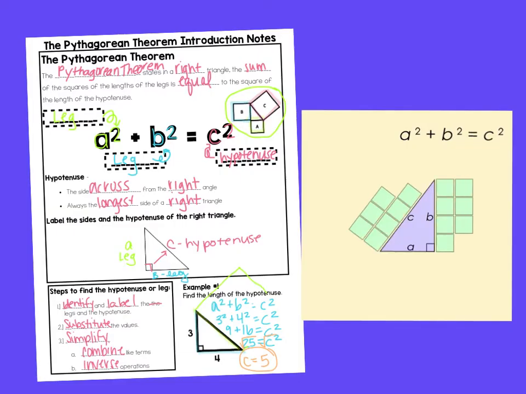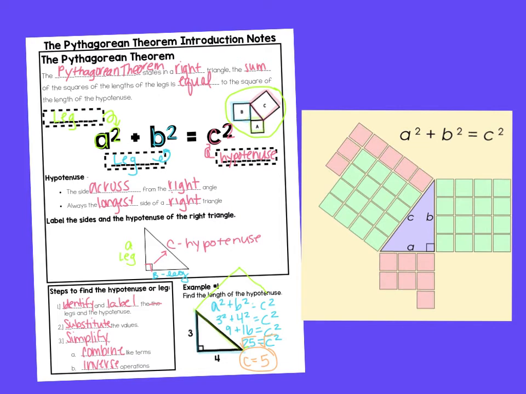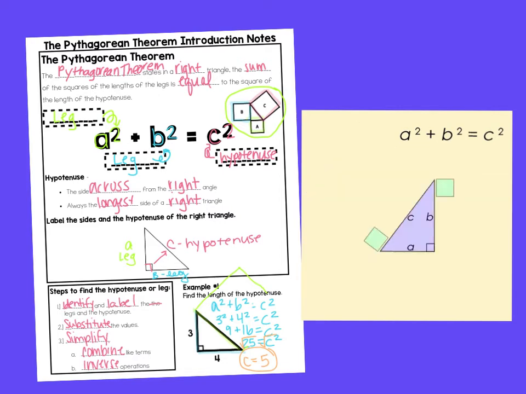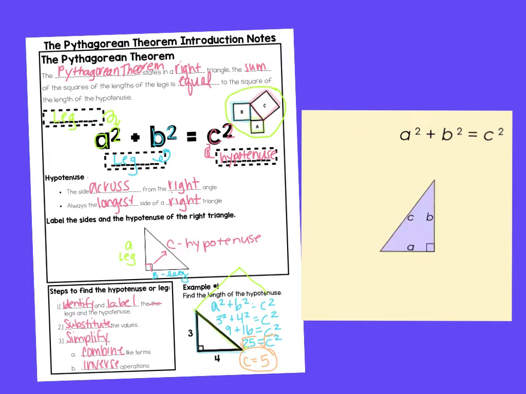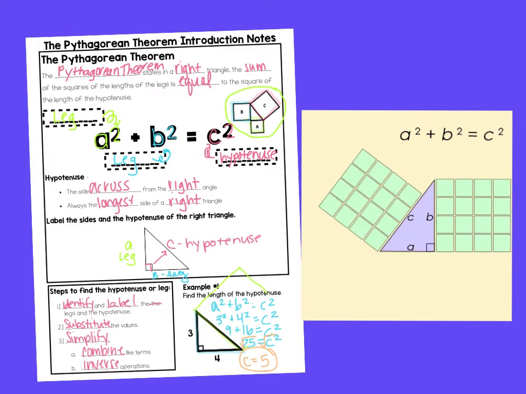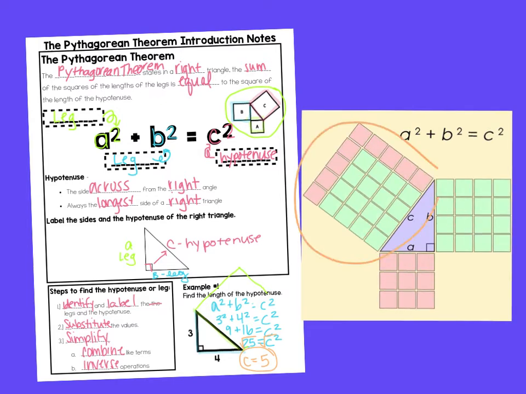Okay, and if you still don't understand, here's an example of a GIF that is showing you how a squared plus b squared equals c squared works. So we did b squared, there's a squared, and both of them together equal c squared. Notice the two different colors there.